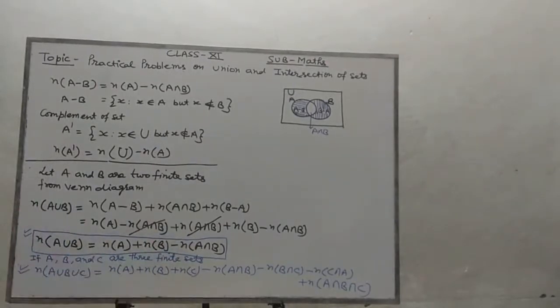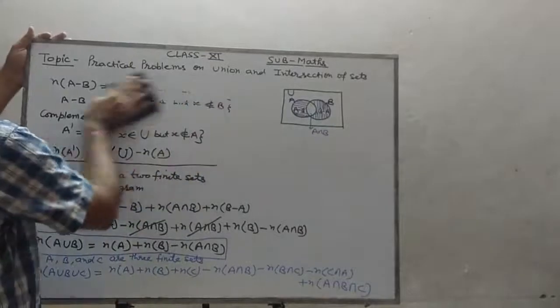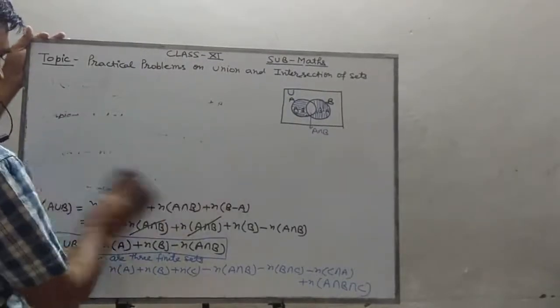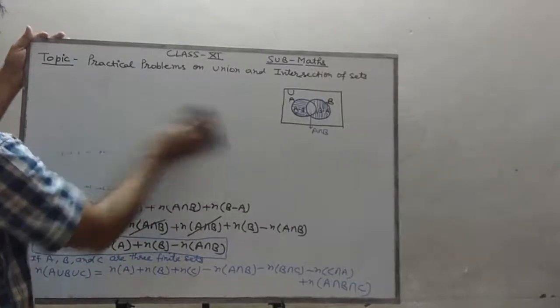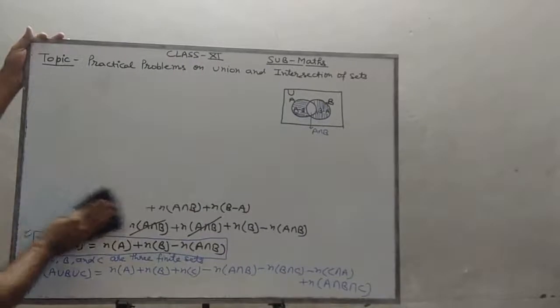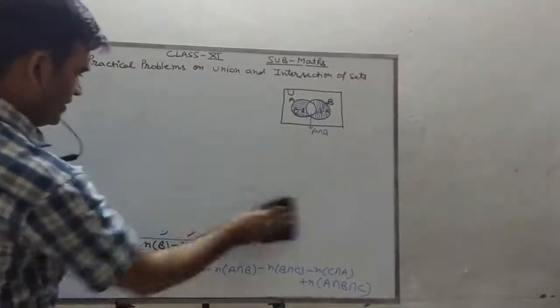Two disjoint sets. What are disjoint sets? Disjoint sets are those sets whose intersection is phi. They have no element common. No element is common in it. So let us see what will happen.